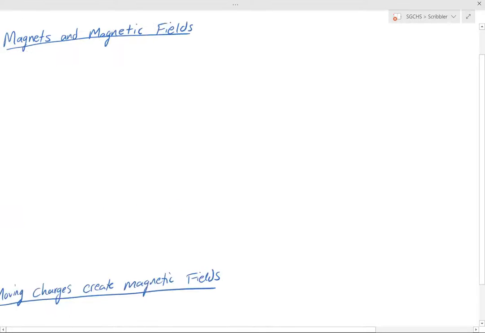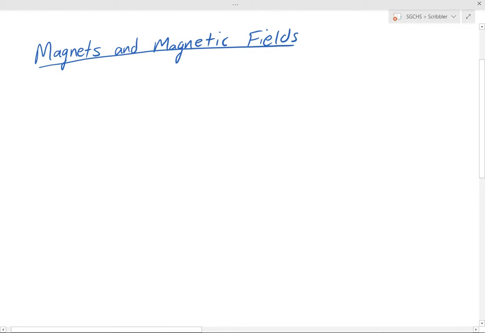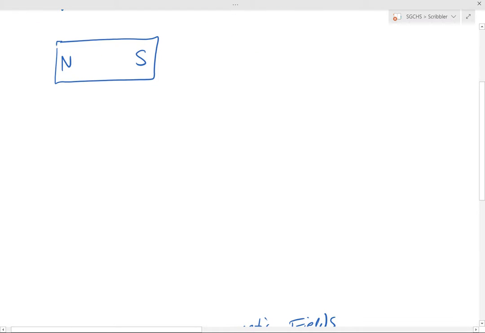Quickly, I just want to go over the introduction to magnets and magnetic fields. With magnets, you might be given a bar magnet, and let's say there's north and south here. Now a magnetic field will be surrounding that. I think we've all played with magnets at one point in our life, hopefully.